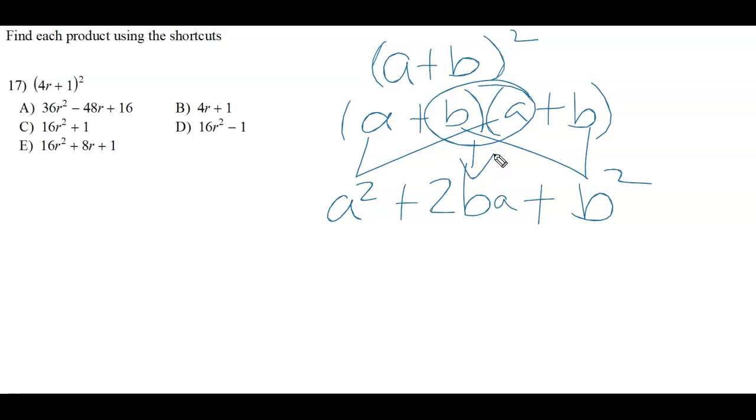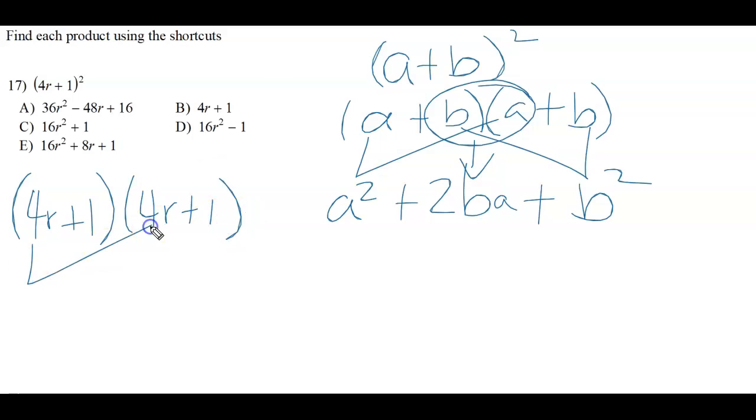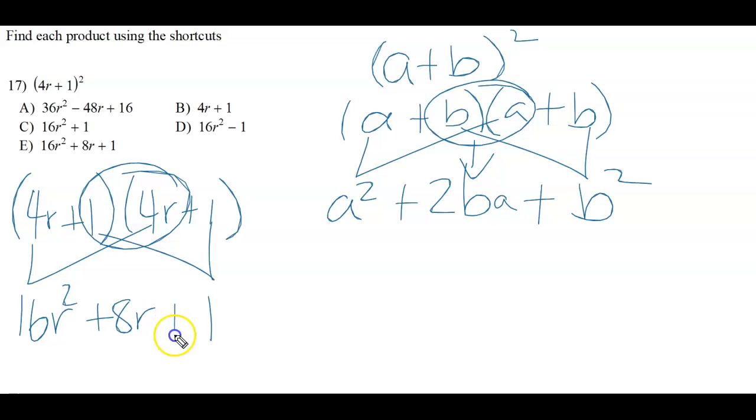So for 4r plus 1 squared, let's think of that as 4r plus 1 times 4r plus 1, right? So if I multiply the first terms together, I get 16r to the second power. If I multiply the last terms together, I get 1. If I multiply these two together, 4r times 1, I get 4r, but I double it to get 8r. And there's our final answer. It's a little bit faster than the box method.